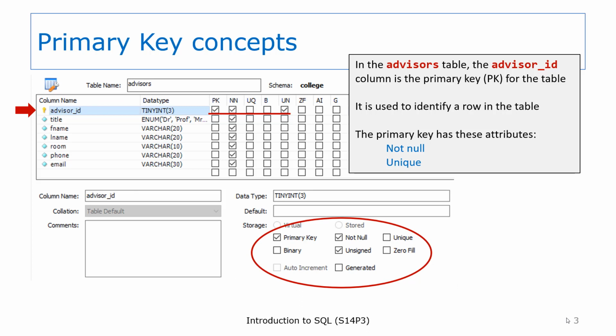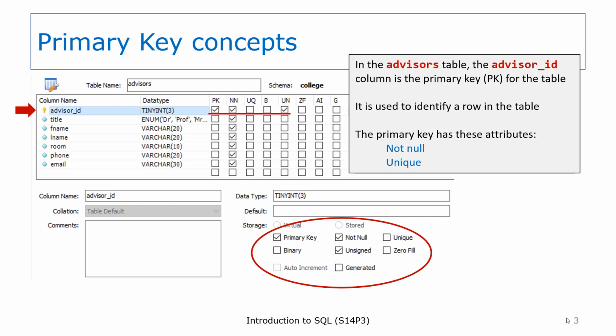As shown on this slide, you can specify the column or columns to use as the primary key in MySQL Workbench. On this slide, we are looking at the Table Design panel. In the Advisor table, the Advisor ID column is designated as the primary key. The data type is specified as a tiny int of length 3. The tiny int value is also specified as unsigned, meaning that only values from 0 to 255 are allowed.